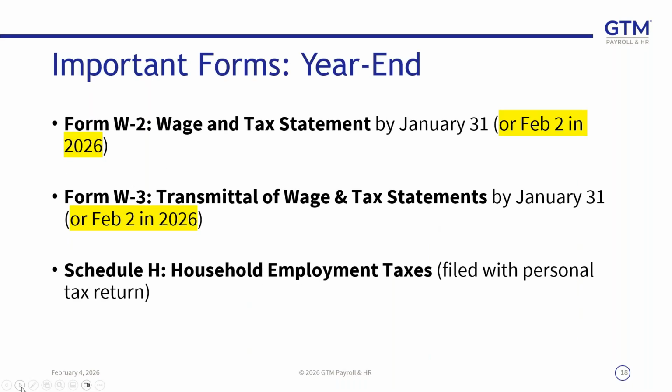At year end, the employee needs to receive their W-2 by January 31st. Since that fell on a Saturday this year, they were actually due on Monday, February 2nd. Also, Form W-3 and Copy A of Form W-2 must be submitted to the Social Security Administration by that same date, and then Schedule H is filed with the employer's personal tax return.